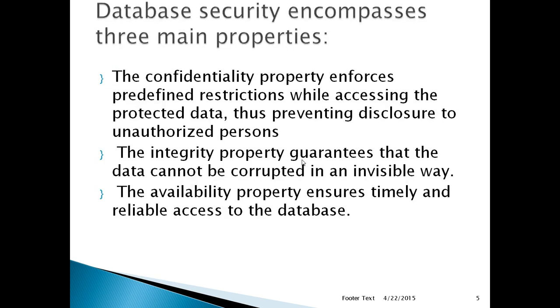Database security encompasses mainly three properties: the confidentiality property, the integrity property, and the availability property. Roughly speaking, the confidentiality property enforces predefined restrictions while accessing the protected data, thus preventing disclosure to unauthorized persons. The integrity property guarantees that the data cannot be corrupted in an invisible way. Finally, the availability property ensures timely and reliable access to the database.